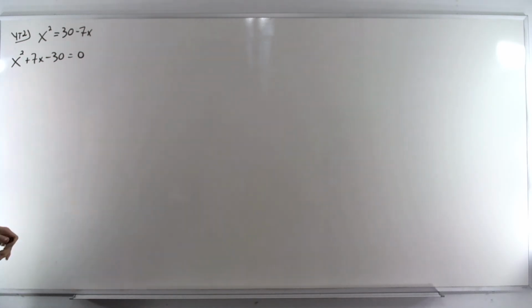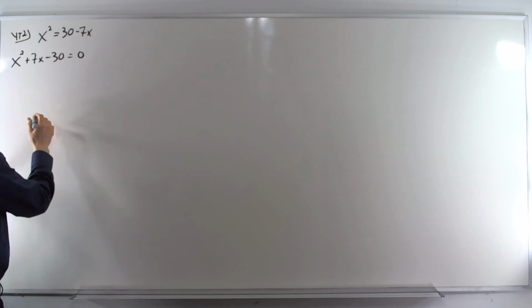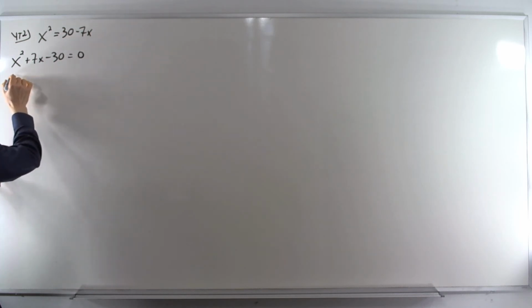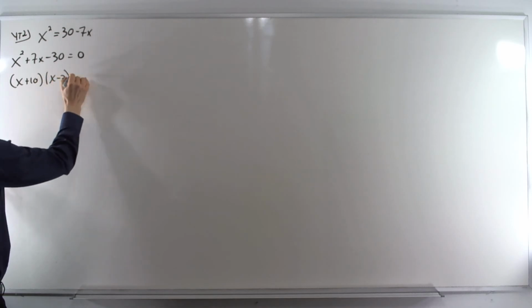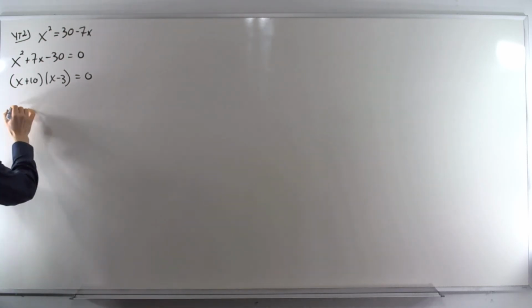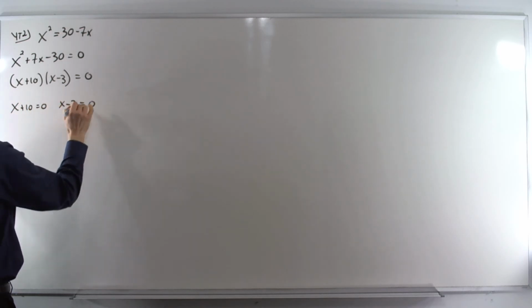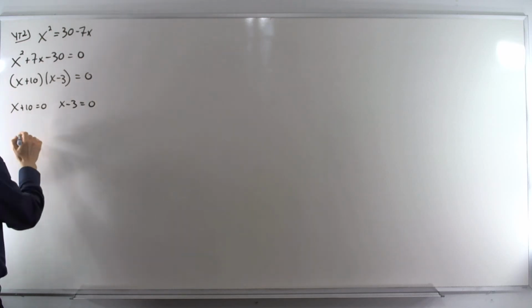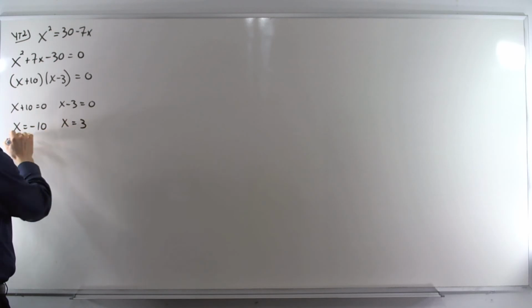Now we can factor this thing. So we need two numbers that multiply to get negative 30 and add to get 7. And that's going to be 10 and negative 3. So this factors into (x + 10)(x - 3). So splitting them up and solving individually, we get x = -10 and x = 3.